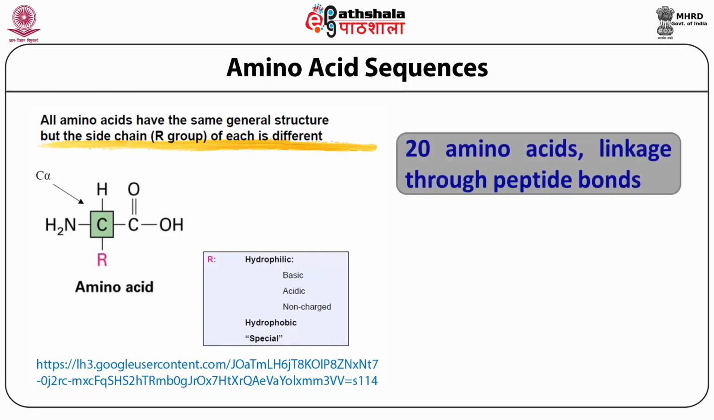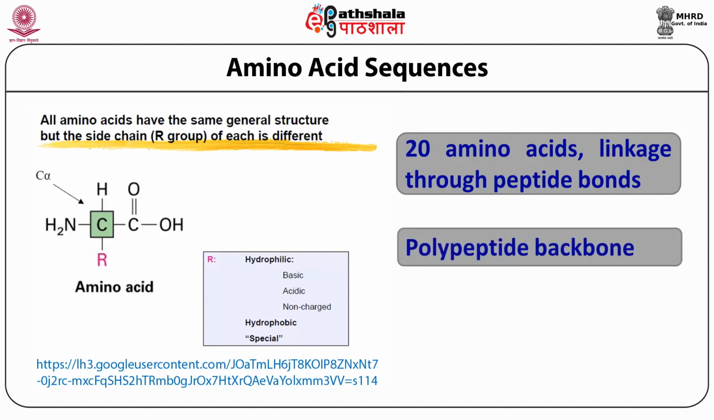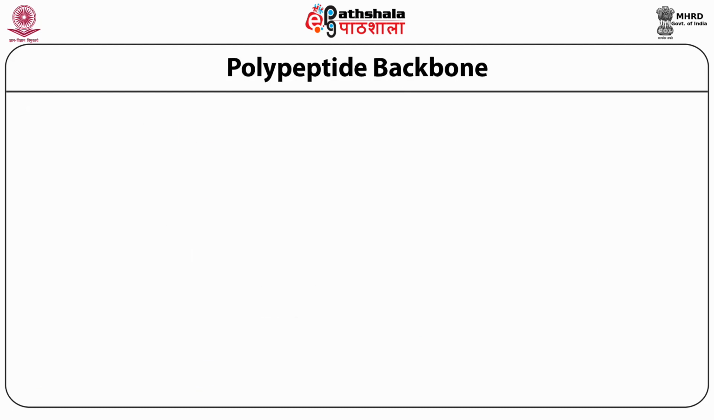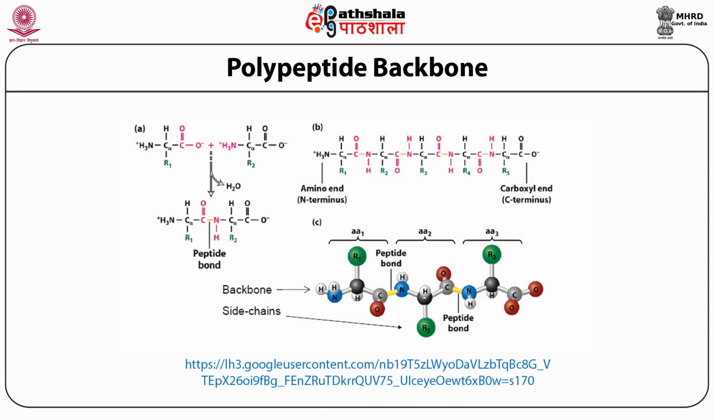There are 20 amino acids which are linked through peptide bonds. In any protein, the polypeptide is the backbone, where the R group or side chain is present. The structure is common to all alpha amino acids except one, and that is proline. The R group or side chain attached to the alpha carbon is different in each amino acid. In the simplest case, the R group is a hydrogen atom and the amino acid is glycine.